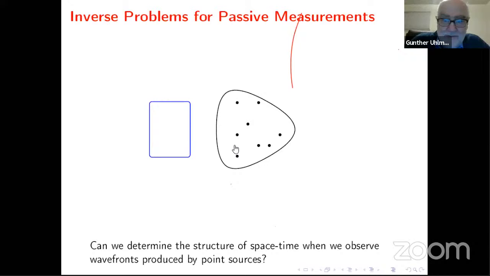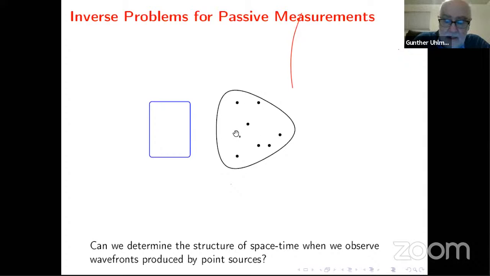So I want to give a more precise definition of the observations that we make. This is for passive measurements. On the left is the region that you want to image. You want to find the structure of space-time, say in the past. And this rectangle here is what we are observing in space-time. Of course, I can only draw it in two dimensions. So there are several point sources here. This is the case of light.